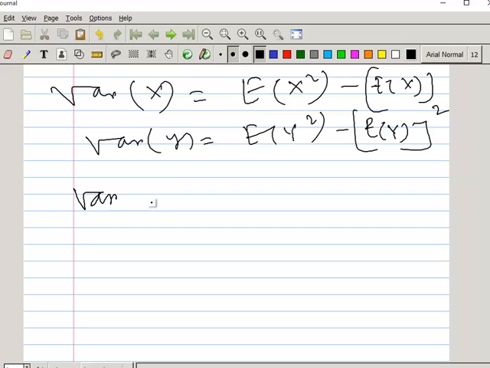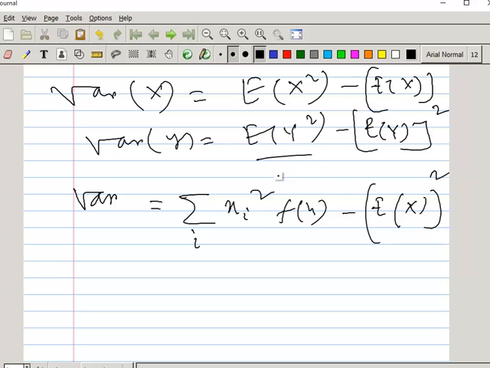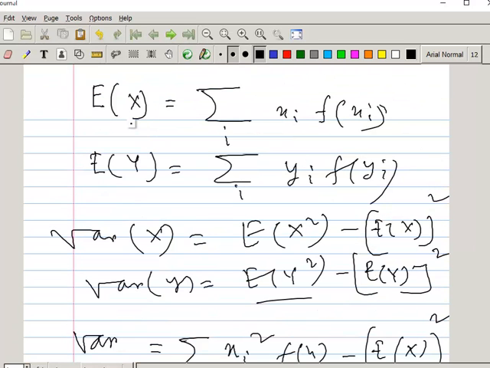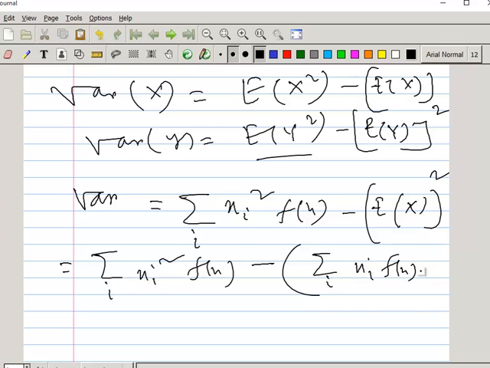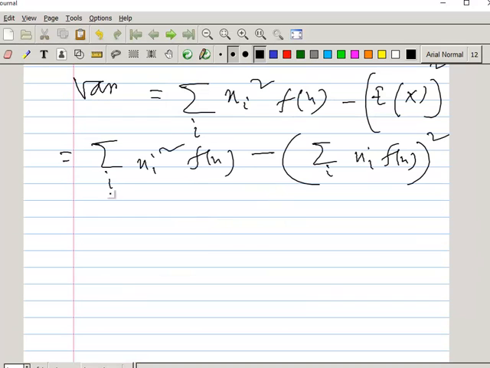So the variance, if it is x, is summation over i of xi square f of x, minus the expectation of x whole square. If you derive the first one, and then derive the second one, this also gives you summation over i of xi square f of x minus (summation over i of xi f of x) whole square. So this comes under variance. Now what is covariance?